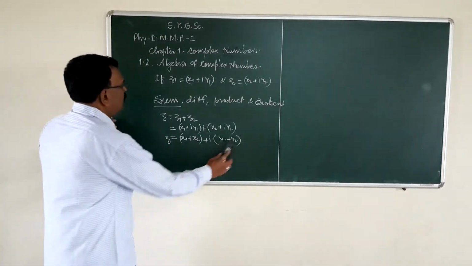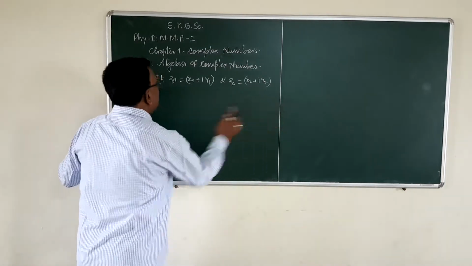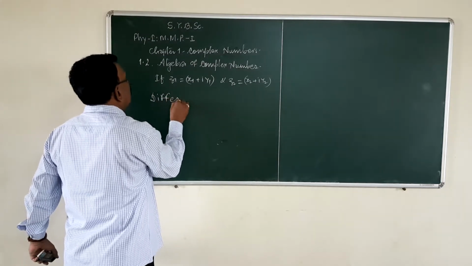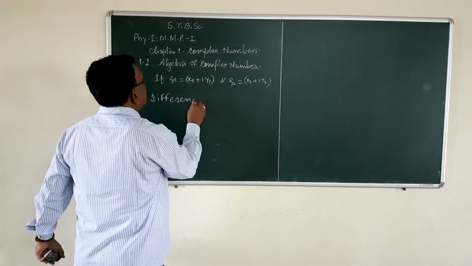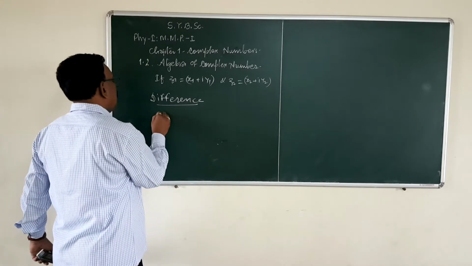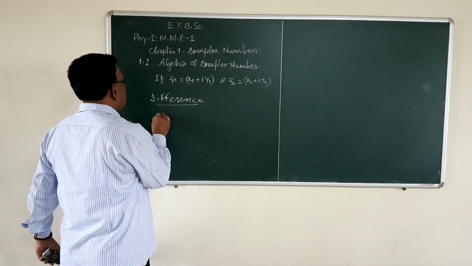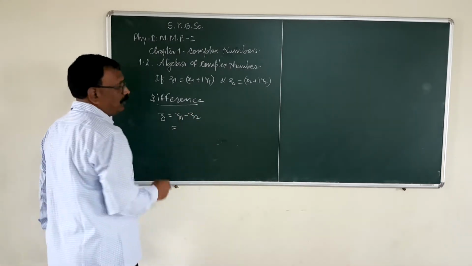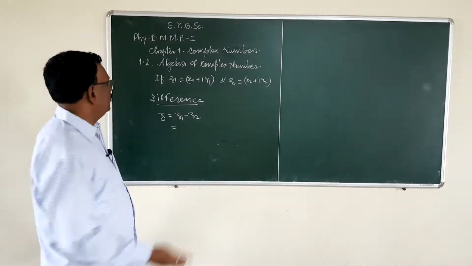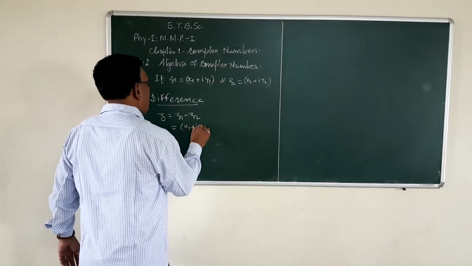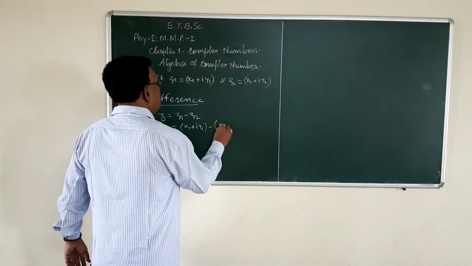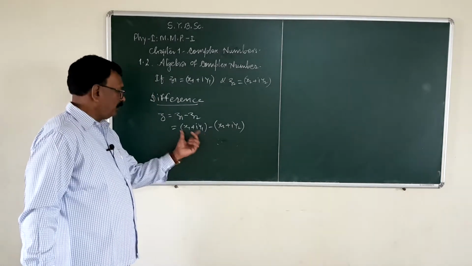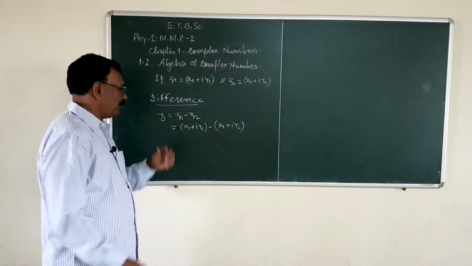Like this there is another mathematical operation, second, difference or subtraction of two complex numbers. According to this we have to write z is equal to z1 minus z2. Again substitute the values of z1 and z2, we get x1 plus iy1 minus x2 plus iy2. Remember that this is the value of the first complex number z1 and this is the value of the second complex number.